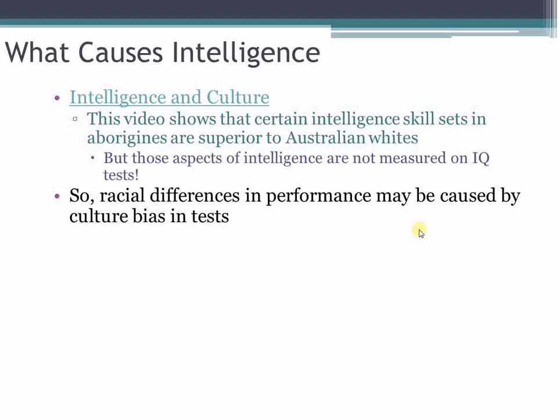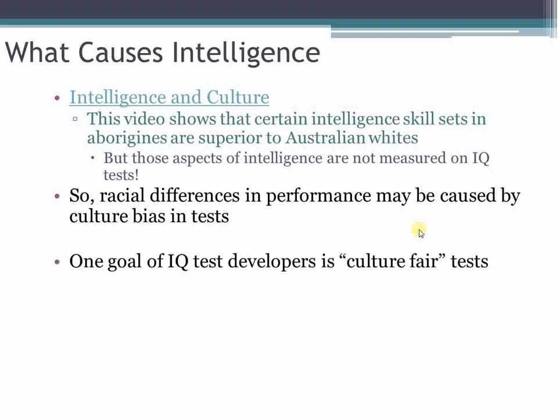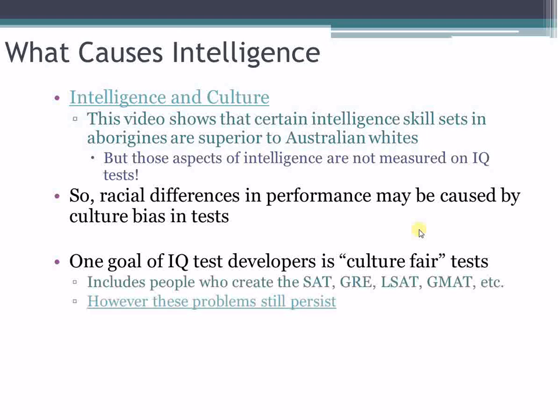So the point is that these racial differences in performance are caused by cultural bias in the tests. One goal of IQ test developers is to be culturally fair, to try and eliminate any cultural influences. So eliminate the question where you have to know what a regatta is. However, these problems still persist.